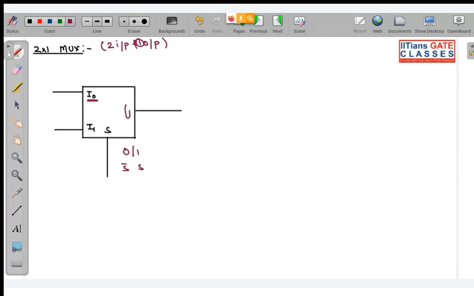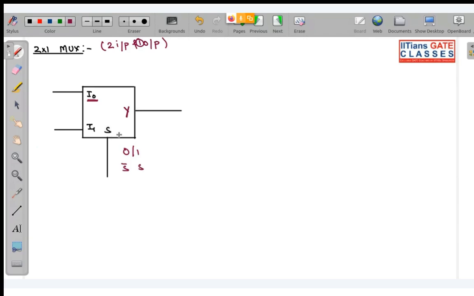O corresponds to output. Okay. Or you can even write it as Y. No issues. You can write it as Y. So whenever S is 0, then I naught will be connected to Y. And when S is 1, I1 will be connected. So depending on the values of selection line, see here there is only one selection line.